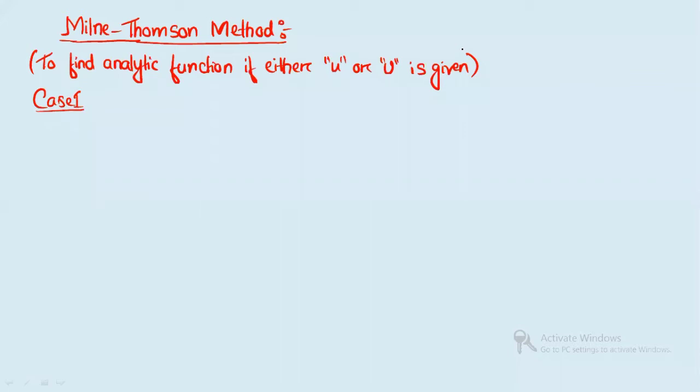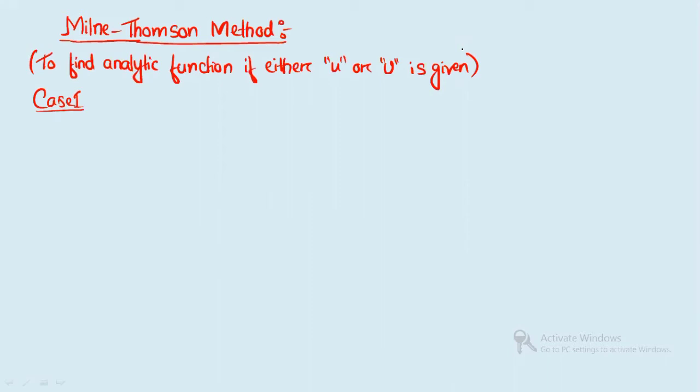In the previous video, we have seen the harmonic conjugate functions. In this video, we will discuss the Milne Thomson method. You already know what the Milne Thomson method is. We will use the method to find the analytic function if either u or v is given to us. That means if the real part or the imaginary part is given, then we will find the entire function.